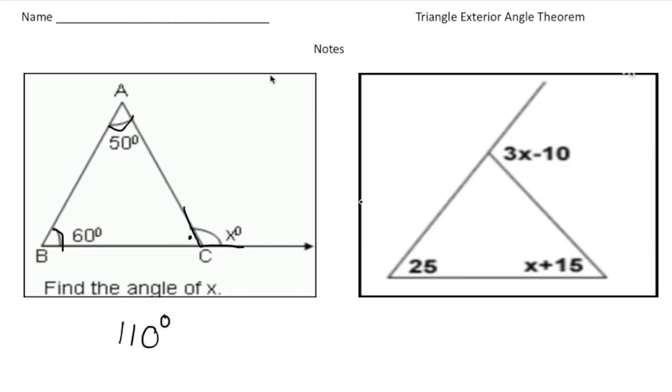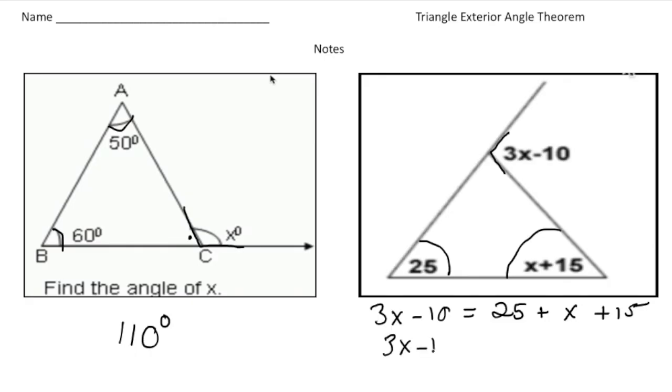All right. Now, this one's a little more advanced, but again, this angle here is going to be the sum of this angle plus this angle. So based on that, we can write an equation. It's going to be 3x take away 10 equals 25 plus x plus 15. And now let's simplify. So it's going to be 3x take away 10 equals x plus 40.